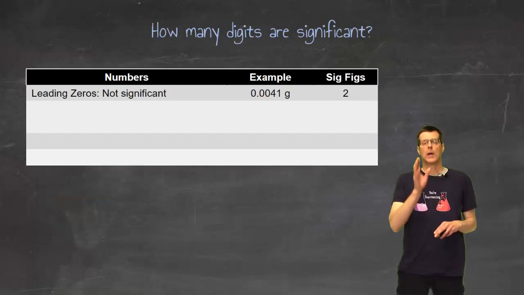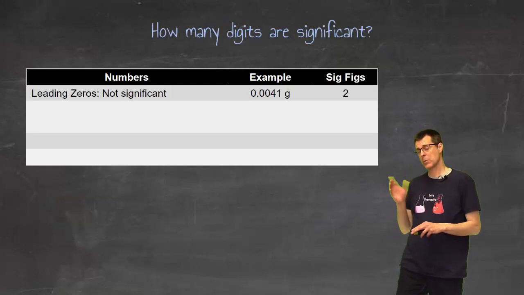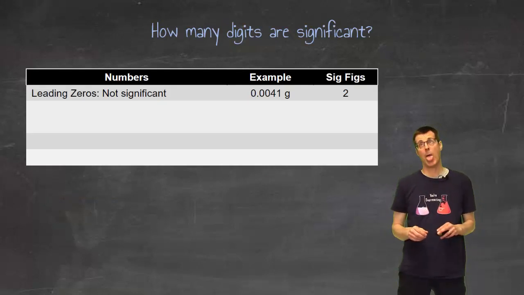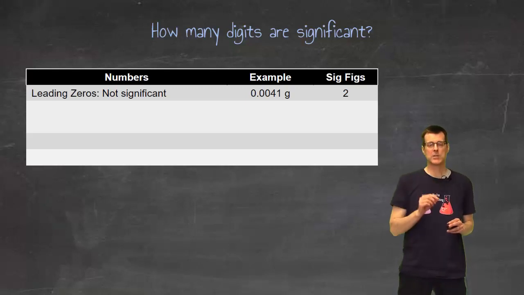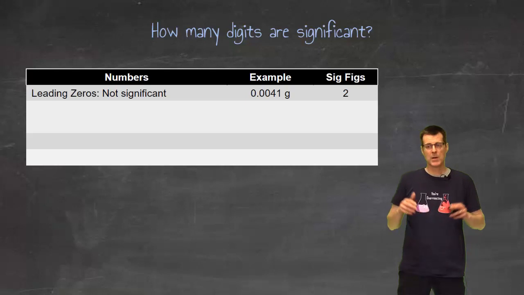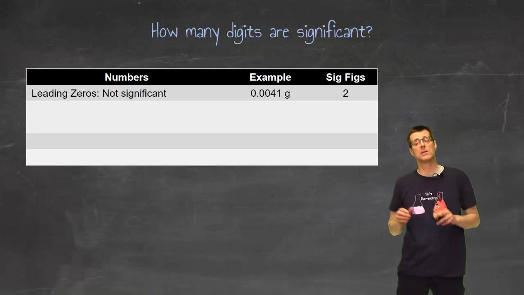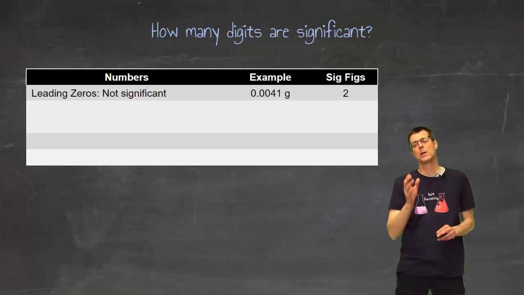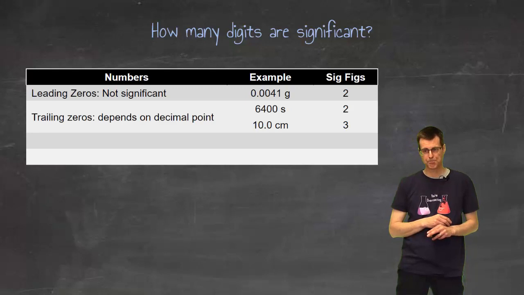Okay, how do I know how many significant digits? And this is where the physics teacher and I have a bit of a disagreement, but we'll talk about that when we get there. Leading zeros, zeros in front of a number, are generally not considered significant. I shouldn't say generally, they are not considered significant. So this number, even though there's a lot of decimal points to it, only has 2 significant digits.